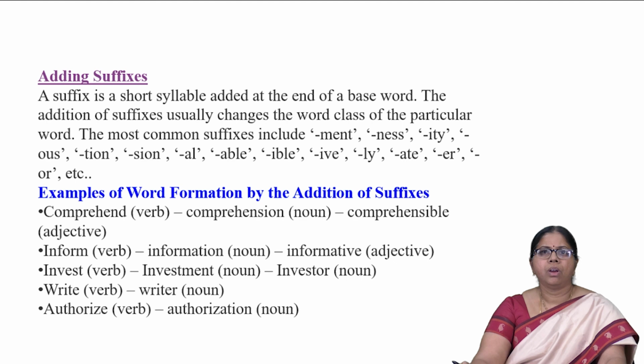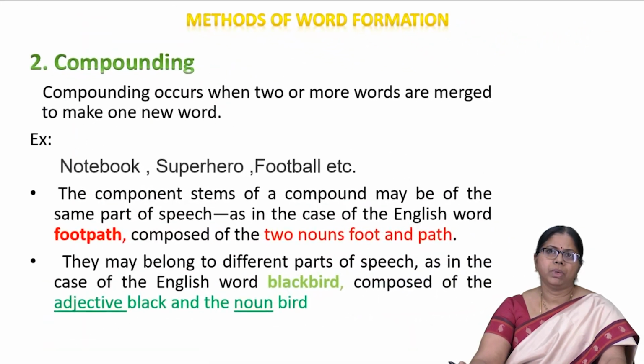Next, authorize. Authorize is a verb, and we have added the suffix ation and derived a new word, authorization. Through this, many new words have been formed in the English language. This is a very important process where we derive many words from existing words by the process of affixation, by adding prefixes and suffixes to the existing words. So this is one important process of word formation.